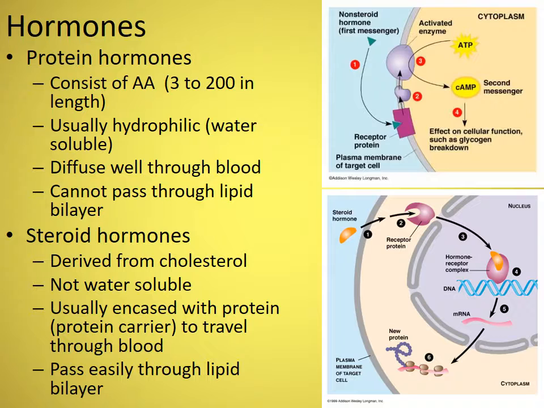We'll talk about each of these, specifically their characteristics, and then we'll talk about how they actually signal a cell. Protein hormones are made of amino acids, about 3 to 200 in length, depending on the hormone. Proteins are usually hydrophilic, meaning that they're water soluble. Because of this property, they can diffuse well through the blood. The only thing that protein hormones cannot do is pass through the lipid membrane because of its characteristics.